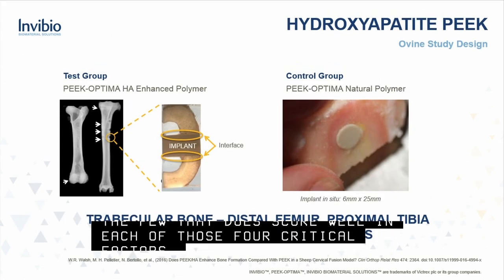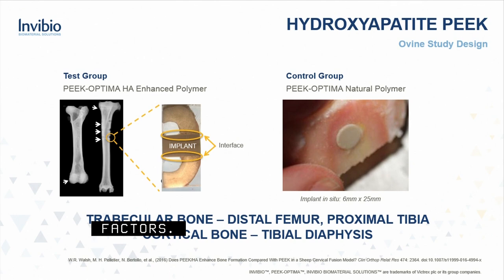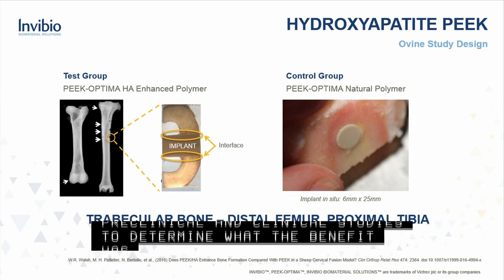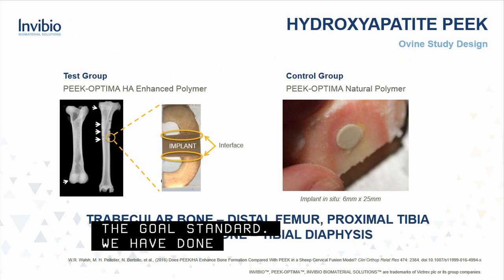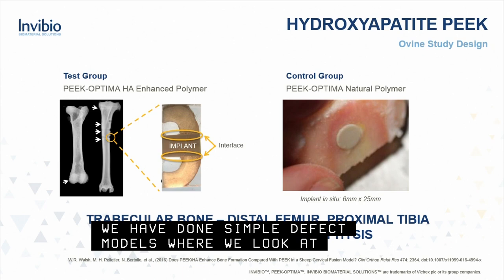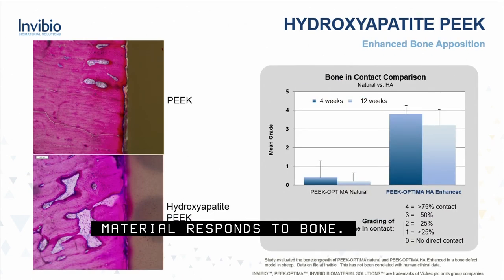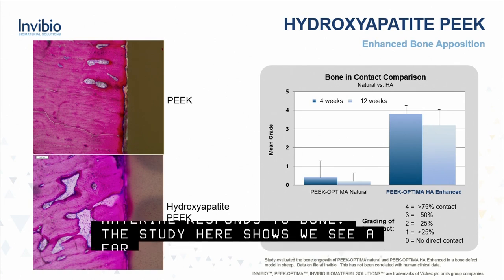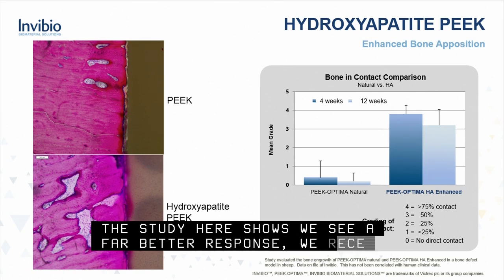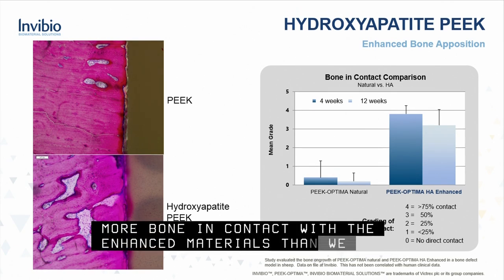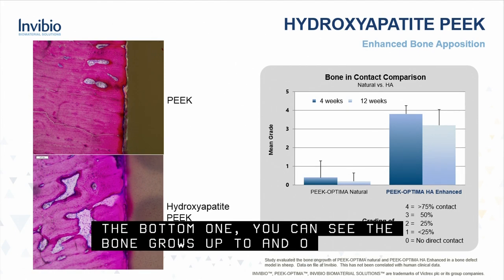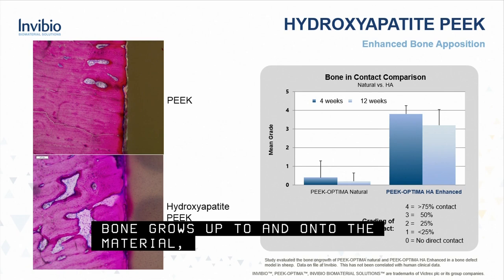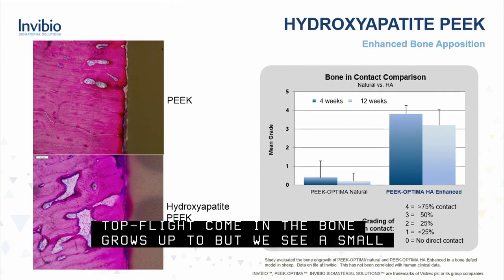We've undertaken various preclinical and clinical studies to determine what the benefit has been, always comparing to the gold standard, which is standard PEEK materials today. We've done a simple bone defect model where we look at how the material responds to cortical and cancellous bone. The study here shows that we see a far better early bone response. We see far more bone in contact with the HA-enhanced materials than we do with standard PEEK materials at 4 and 12 weeks. And the histology slide here, the bottom one, you can see that the bone grows up to and onto the HA material, whereas in the top slide, we can see the bone grows up to, but we see a really small white line where we've got some fibrous tissue between PEEK and the bone.